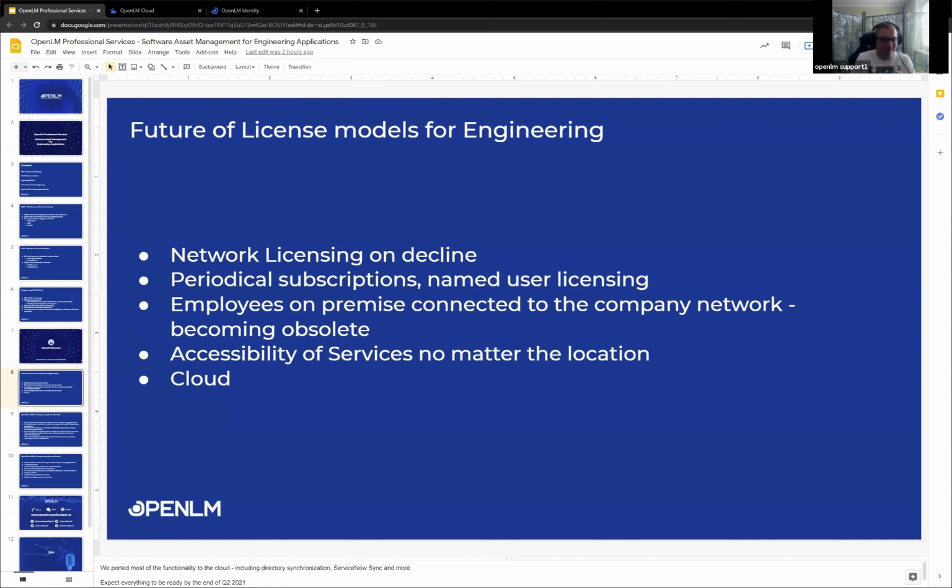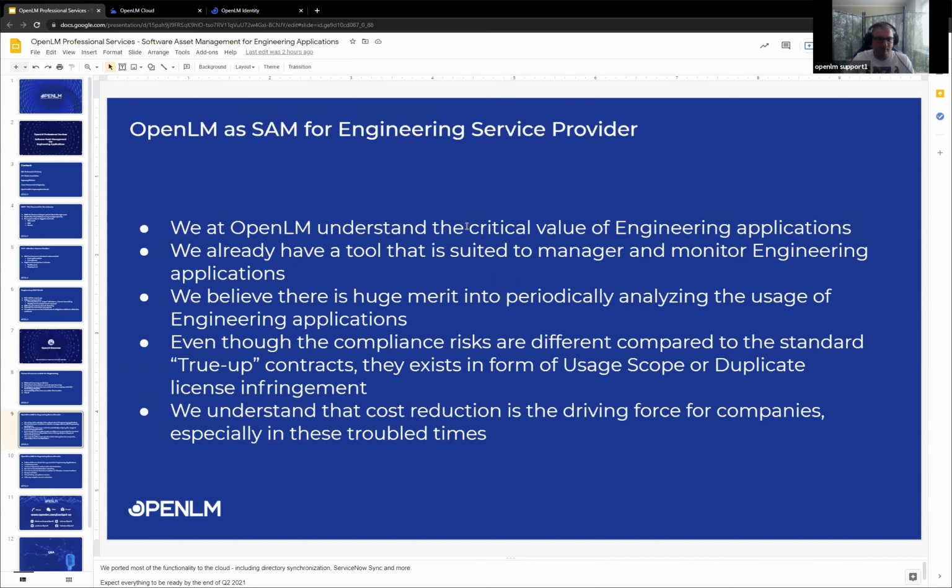And once we open the Q&A session, I would really be glad to discuss this, because we can see it coming from many ends. But at the beginning, I said that I also wanted this to be a little bit of a PR piece, because we've been working hard in OpenLM to become a SAM engineering service provider.